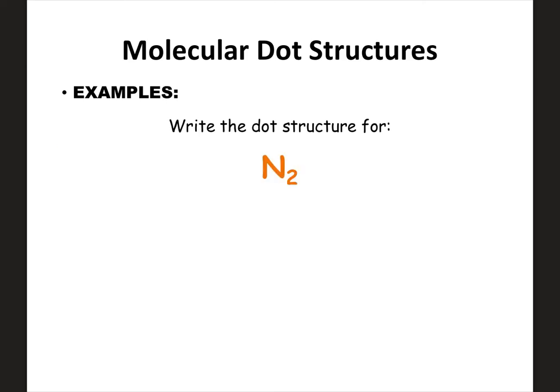So now we're going to try another example here. We're going to do this for N2. We're going to follow all the steps. So first thing we do is figure out how many valence electrons there are total available. When I look up nitrogen on the periodic table, there are 5 valence electrons for nitrogen, but then there are 2 nitrogens in this formula. So 5 times 2 means we have 10 total electrons that need to be in our picture. Any more, any less than 10, we know we're wrong.